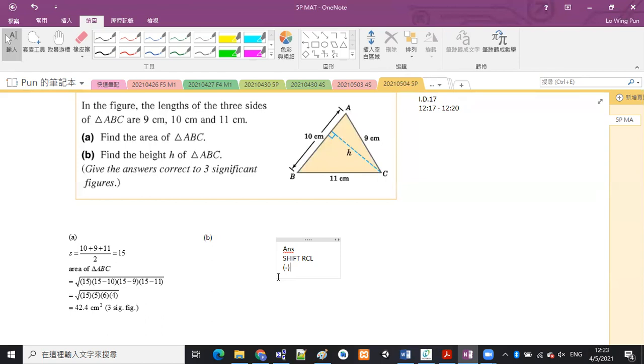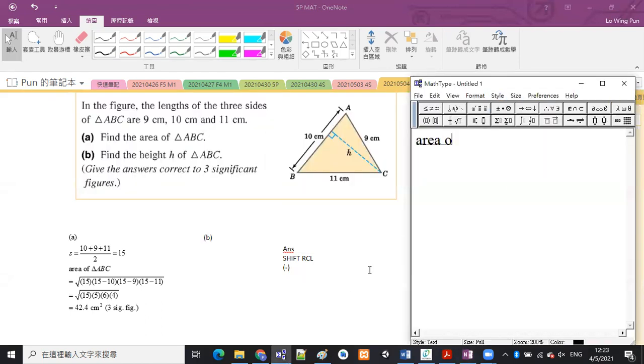Okay, Part B. So I think the area of triangle ABC can also be calculated by 10h over 2, right? So that should be 5h, okay? Which means that 5h is equal to this 42.4 something, okay? And then h will be this number divided by 5, right? Okay? But we do not just click 42.4 because this is not a very exact value.